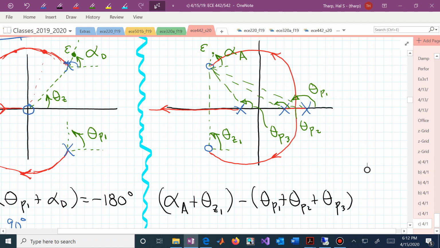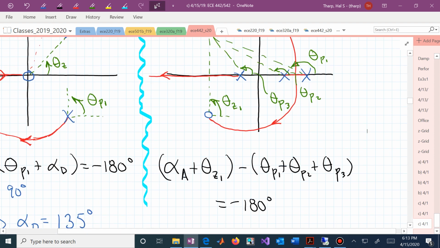I have 2 complex zeros, and the angle that the root locus is making relative to this zero in the second quadrant is what I'm calling alpha sub a. The angle theta sub z1, I hope you can see, is 90 degrees. Theta sub p1 is going to be 140 degrees or something. The angle theta sub p2 is now going to be maybe 135. Maybe theta sub p2 is 120.